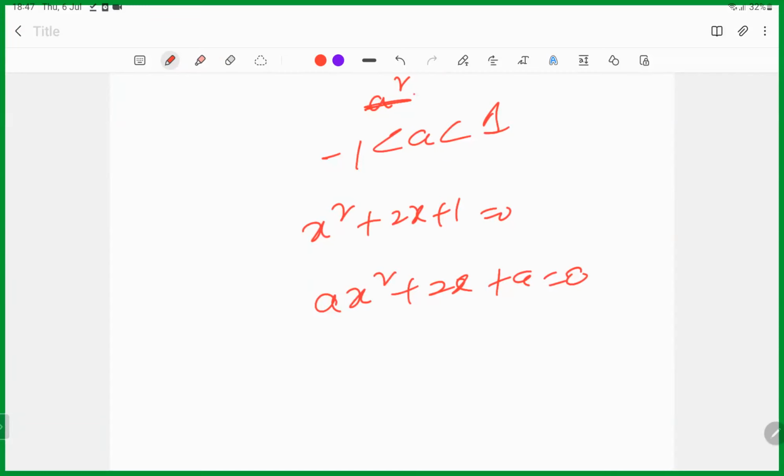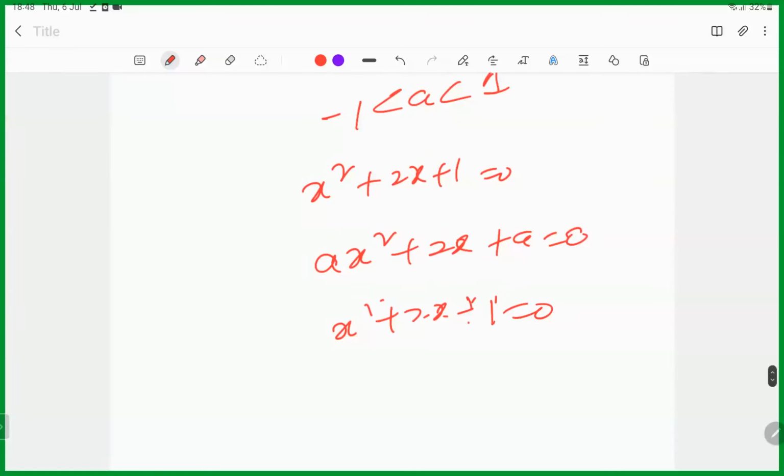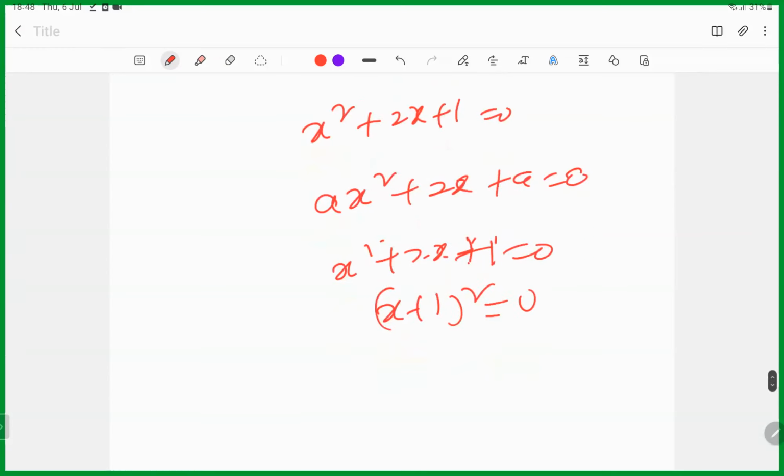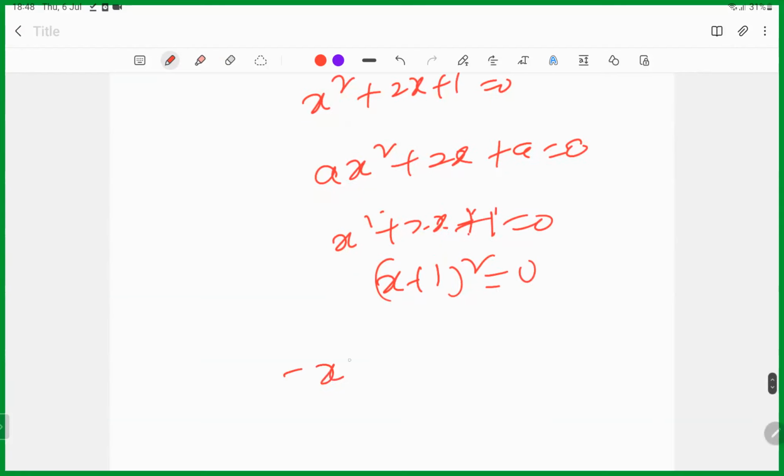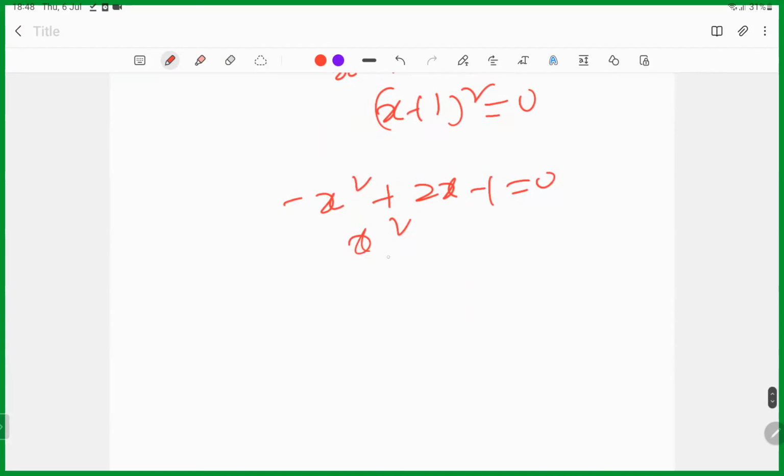You keep a equal to 1, then x square plus 2x plus 1 equal to 0. That implies it is x plus 1 whole square equal to 0, right? So then it has same roots, no? It doesn't have distinct roots. If a equal to minus 1, then minus x square plus 2x minus 1 equal to 0, which is again x square minus 2x plus 1 equal to 0, which is x minus 1 whole square equal to 0. Again, it has the same roots, whether it's a plus 1 or a minus 1.